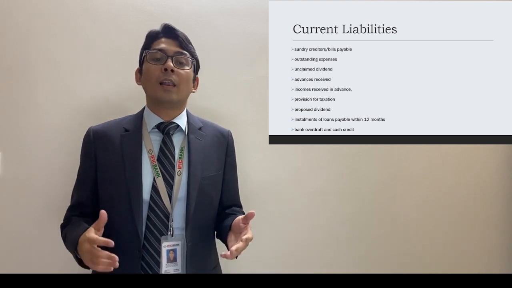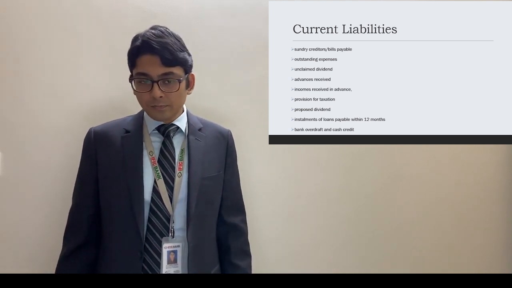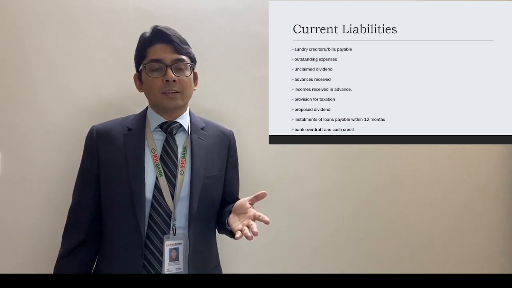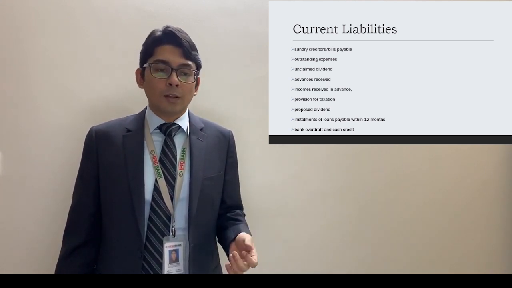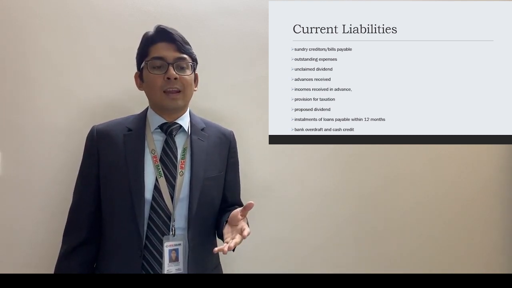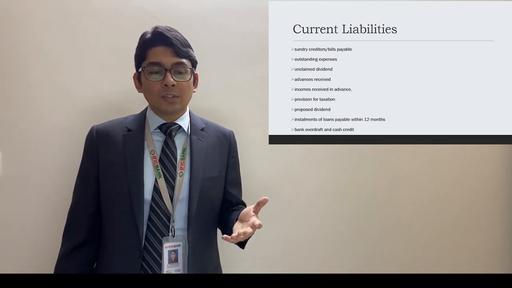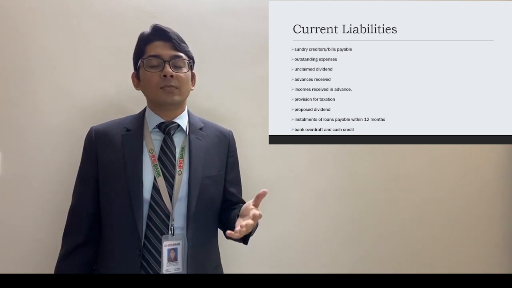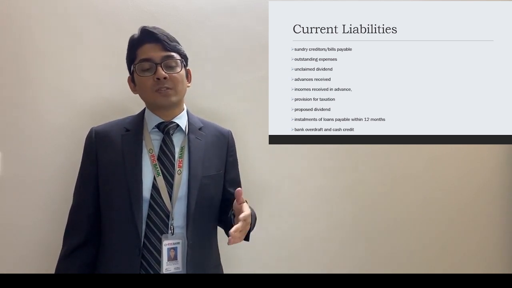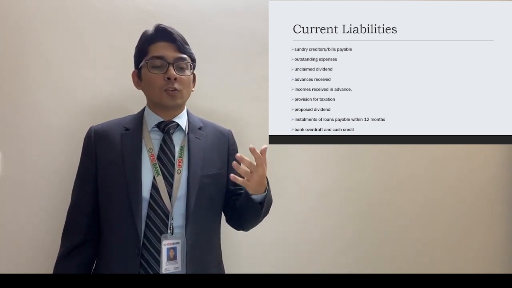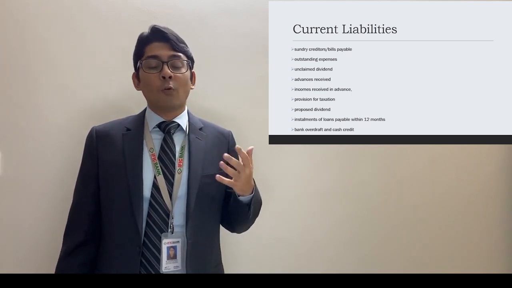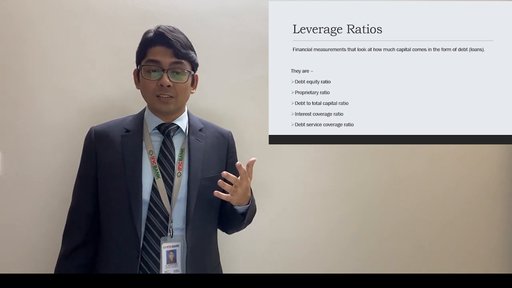Next, current liabilities. Here are some current liabilities: sundry creditors or bills payable, outstanding expenses, unclaimed dividend, advance received, incomes received in advance, provision for taxation, proposed dividend, installments of loans payable within 12 months, bank overdraft and cash credit.